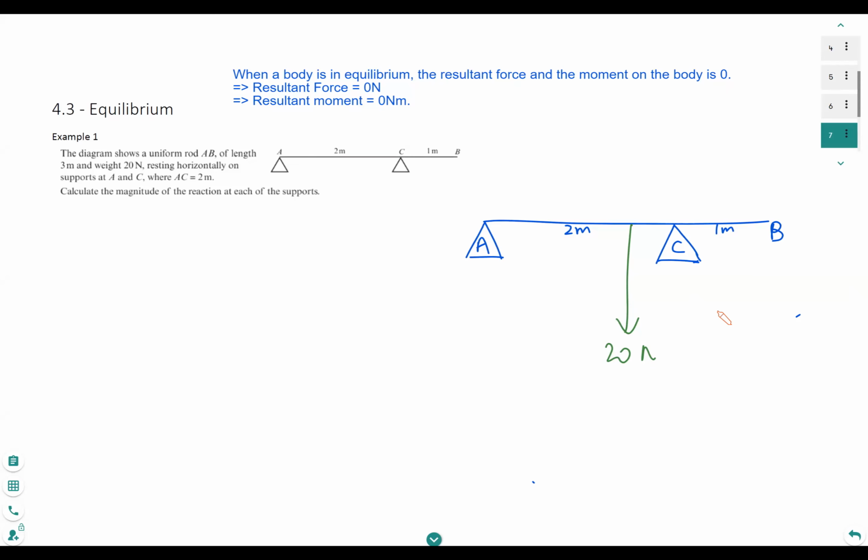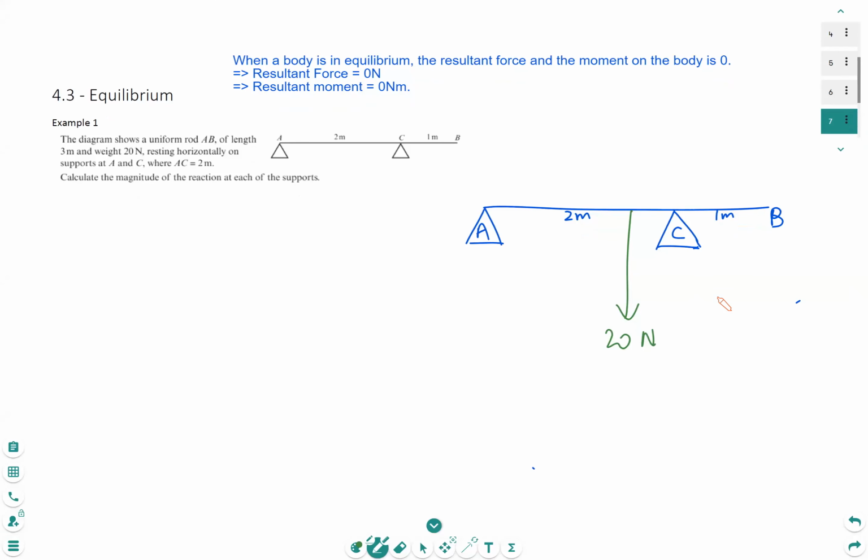Right, anyway, so we were saying the weight is right in the middle. Next, what else? They're resting horizontally on the supports A and C. When a plank or something is resting on a support, you generate a reaction force.